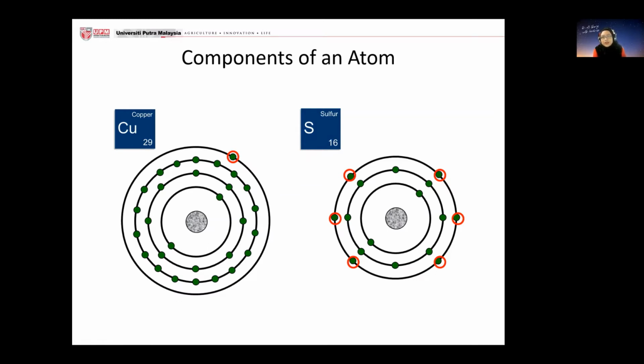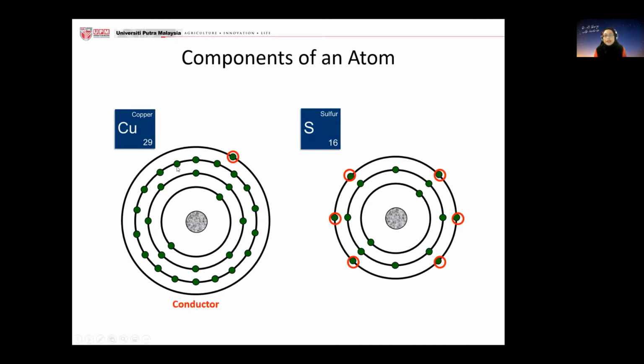If you have copper here, you only have one electron at the valence orbit, and you compare that to sulfur, which has 6 electrons at the outermost orbit. Remember, it's either 0 or 8. So what is the relevance? What is important here? Actually, this is why we have conductors and insulators.